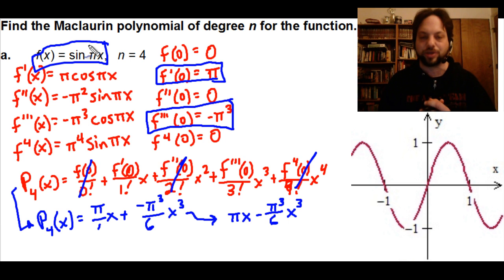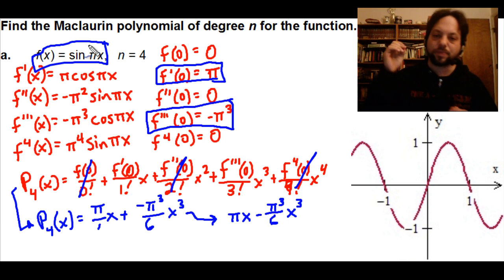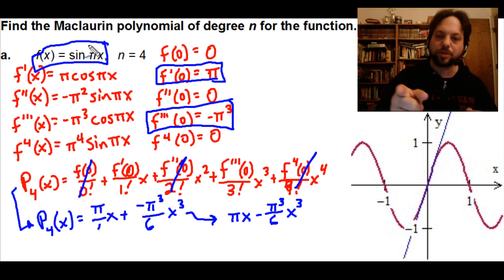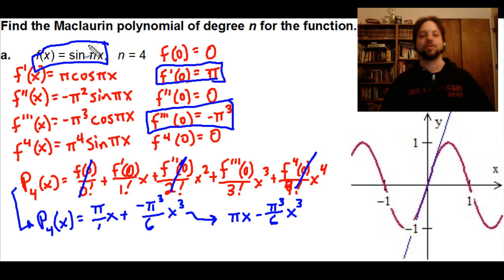It looks like a sine. It's exactly what you would expect. Now, there's our first degree approximation. It's just the tangent line. We could have done that months ago, nothing special.